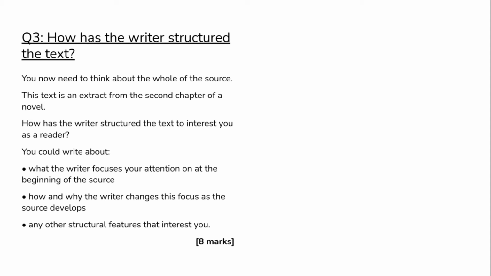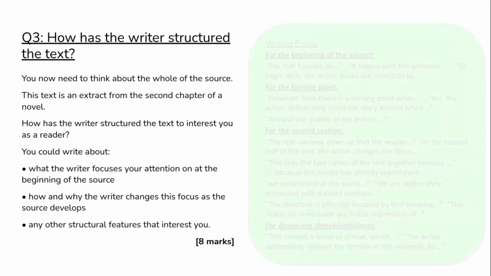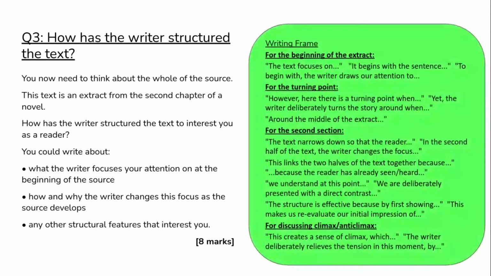You could write about what the writer focuses your attention on at the beginning of the source, how and why the writer changes this focus as the source develops, and then any other structural features that interest you. Again, the AQA want you to write about all 3 of those things. So here, rather than giving you a specific frame, I've given you some sentence starters for each specific part.